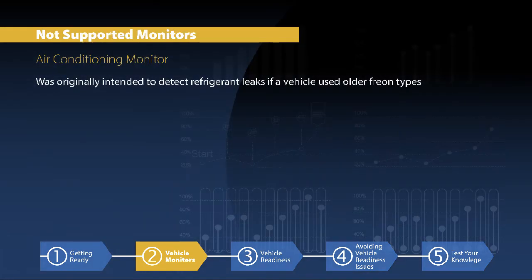The air conditioning monitor was originally intended to detect refrigerant leaks in vehicles using older Freon types. However, when air conditioning units started using the new kind of Freon and consuming less power, this became irrelevant and the air conditioning monitor stopped being supported.